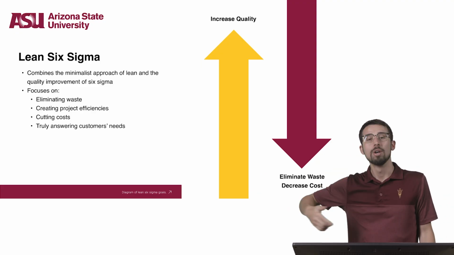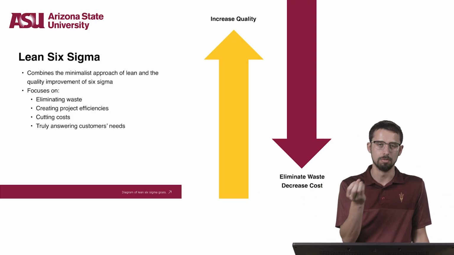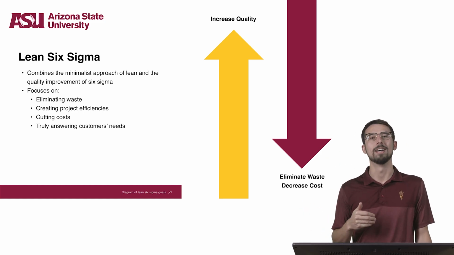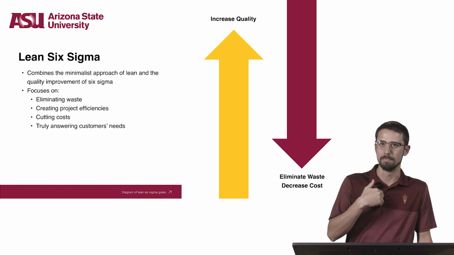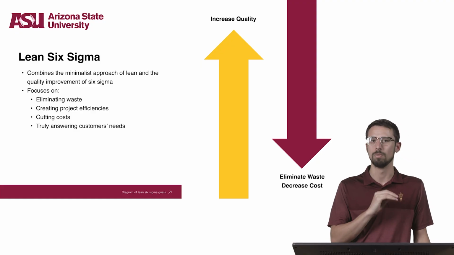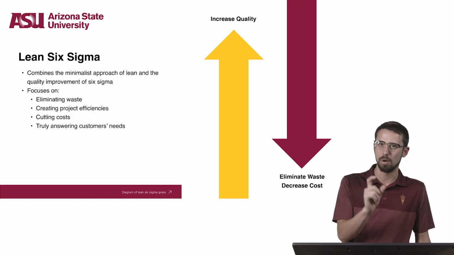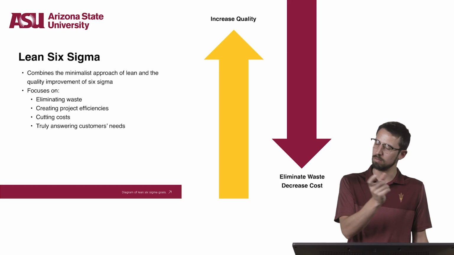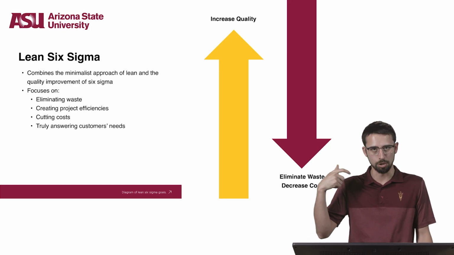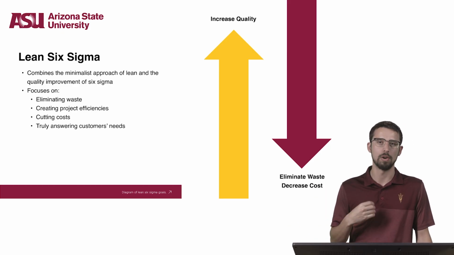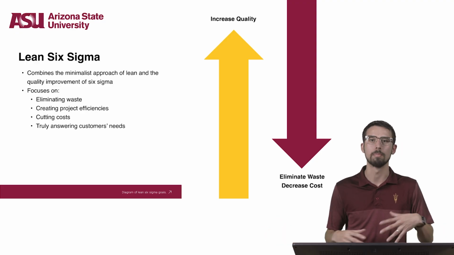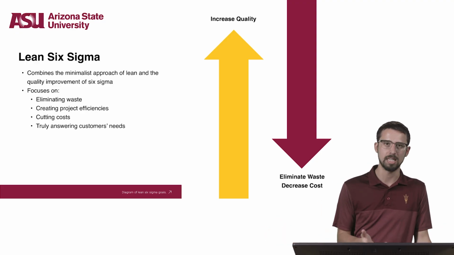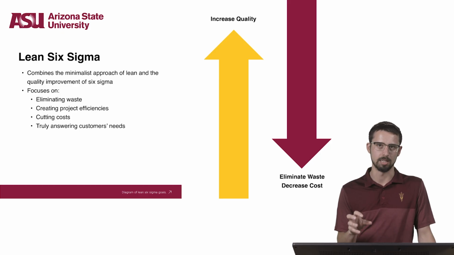From there, we can actually combine those two, Lean and Six Sigma, to create the minimalist approach of Lean, which is no waste, and the quality improvement of Six Sigma, zero defects, into Lean Six Sigma, which focuses on eliminating waste so that products are more efficient, cost-effective, and truly answer customers' needs.